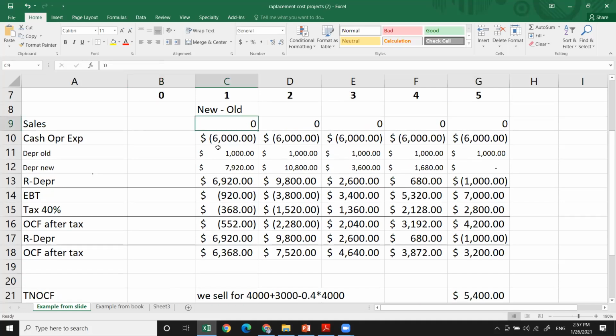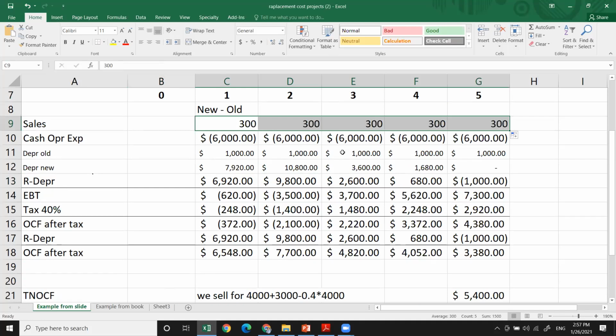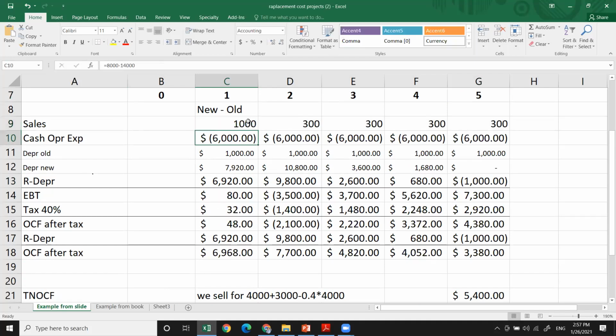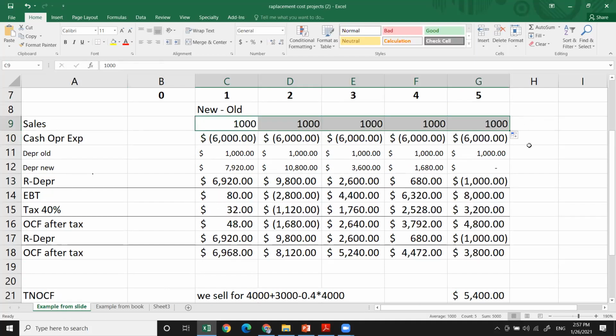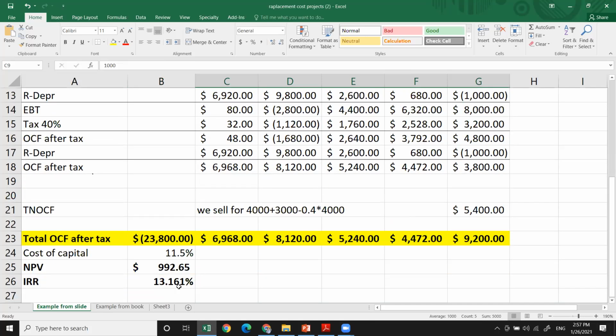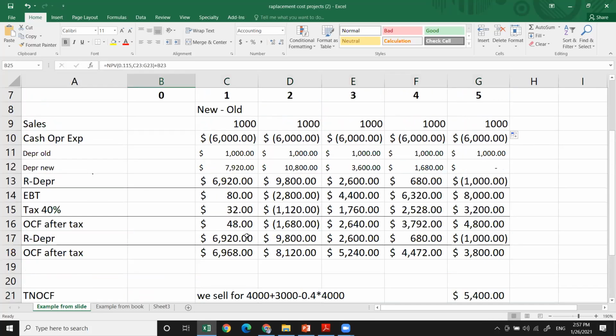What if, let's say, your sales increase by 300? Your sale increased by 300 every year. Let's see how it will change. Or let's make it more realistic, 1,000. Your sale increased by 1,000 each year. It's just an assumption, okay? I'm just playing with the numbers. My NPV became positive. So in order to come up with a decision to replace the old equipment with the new one, not only the cost should be reduced, but the sales should be improved as well. This is the idea.